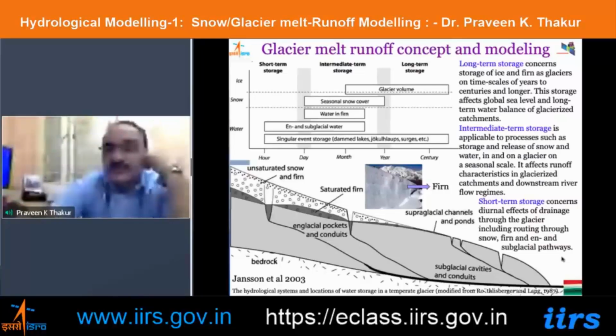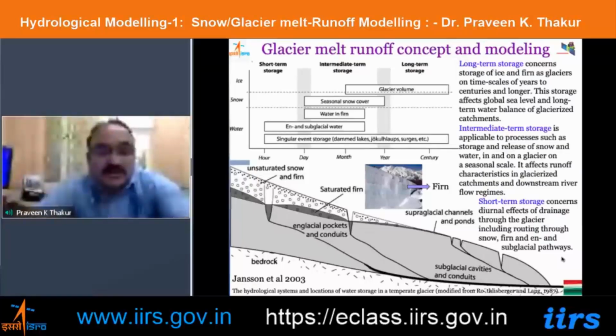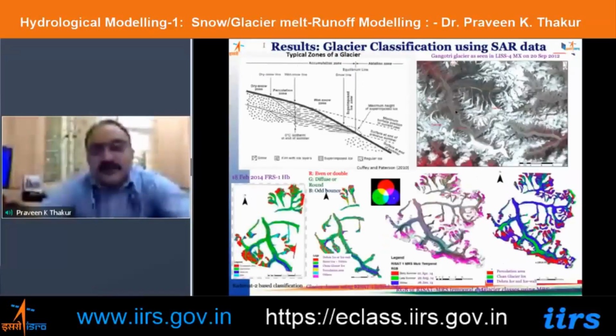Similarly, in the case of glaciers also, this concept of storages was very nicely explained in the work by Jansson et al. in 2003, where they identified three storages. One is the long-term storage, that means the glacier volume, which will have variation from monthly to century basis. So that is the permanent glacier ice here in this particular area.